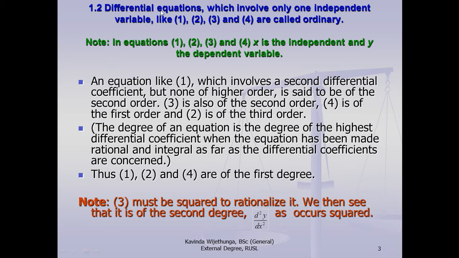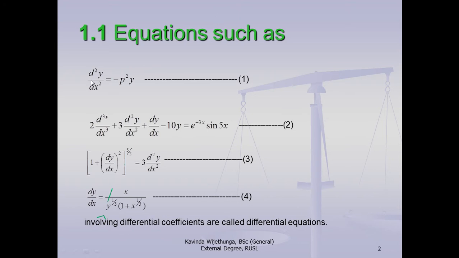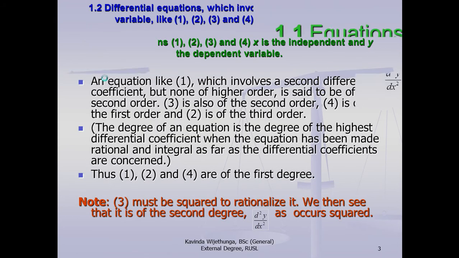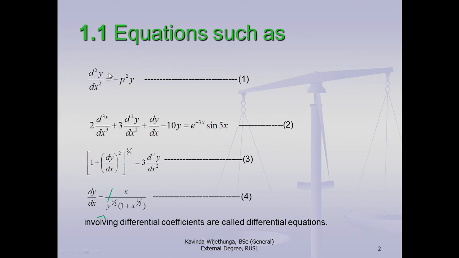(1.2) Differential equations which involve only one independent variable, like 1, 2, 3, 4, are called ordinary differential equations. Here you can see there is only one independent variable. So you can see here x is the independent variable, here also x, here also x.